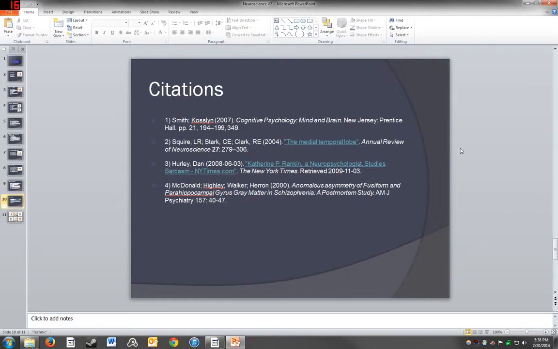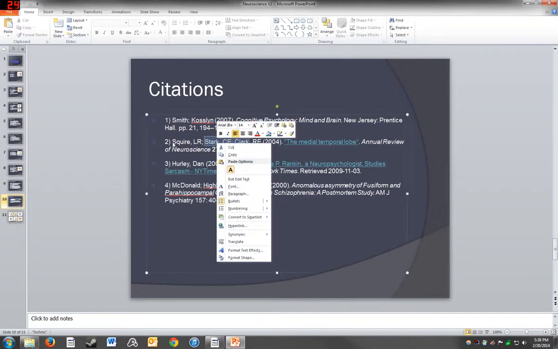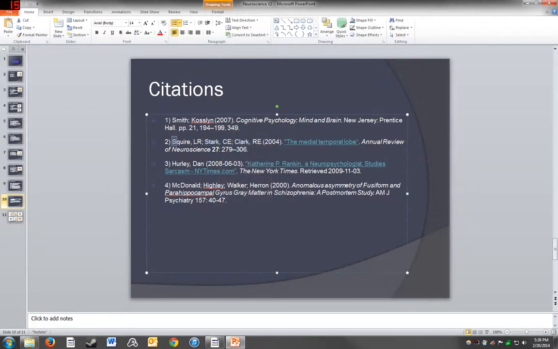Here are the citations. The medial temporal lobe study is right here. This is the one that I encourage you guys to read if you're interested. It's a great study. They cover a lot of different types of learning and essentially what can happen, what certain specific areas and damages can lead to what type of memory loss, or if it's global or if it's limited. So it's an excellent read.